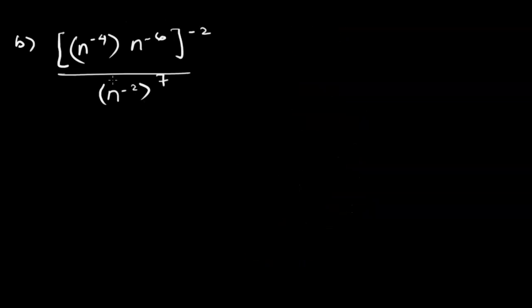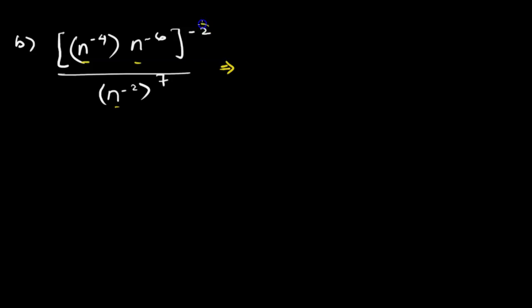Let's take up another example. If we have n to the power of negative 4 times n to the power of negative 6, whole thing has a power of -2, over n to the power of -2 times 7. How do we do this type of question? We first notice that this has only one variable, n. However, the first step is to individualize the power.